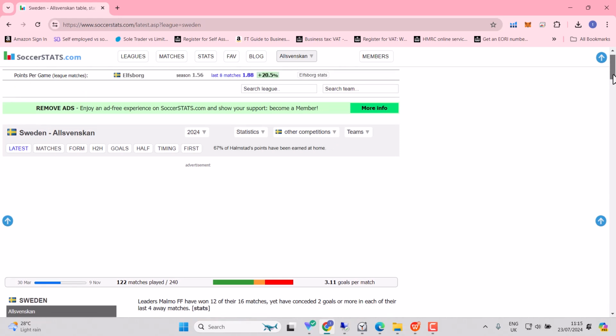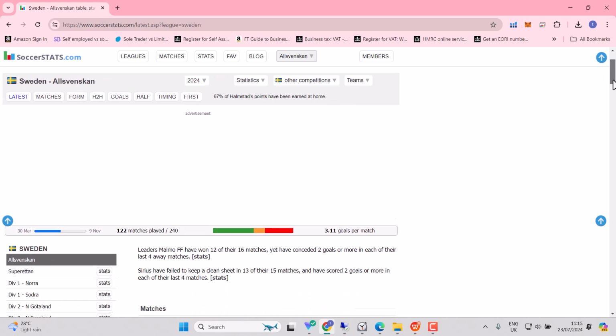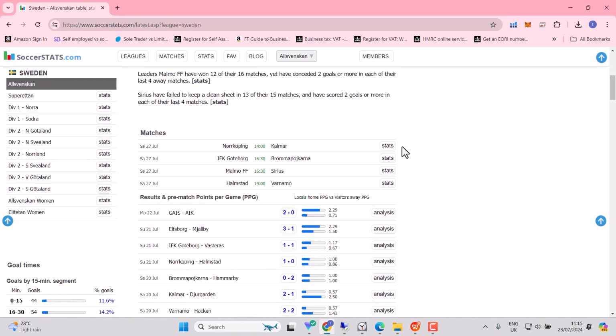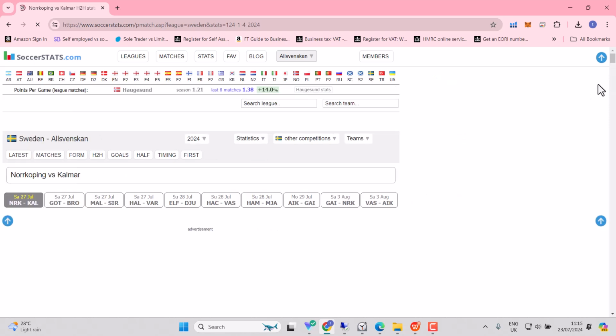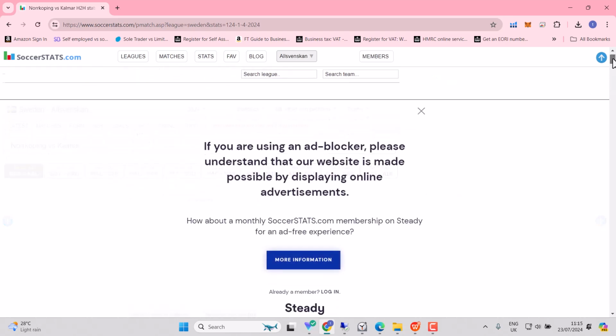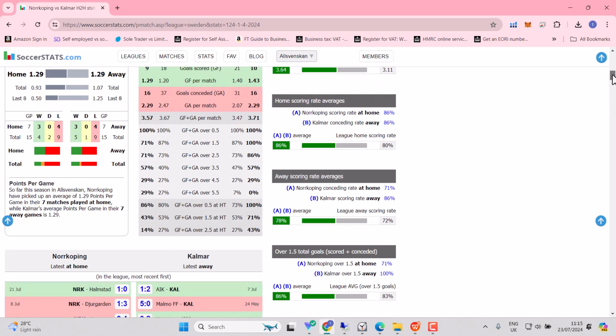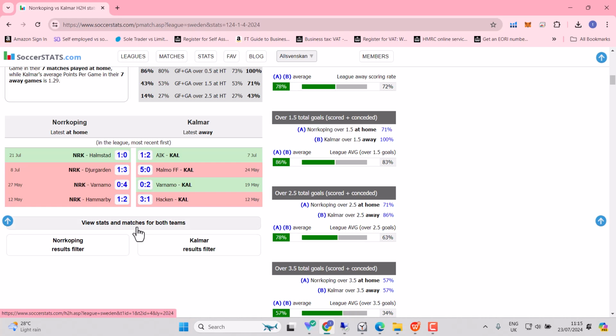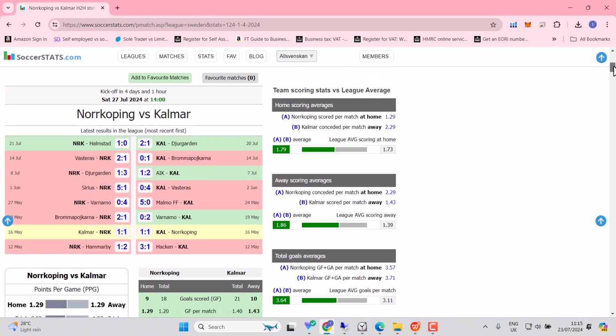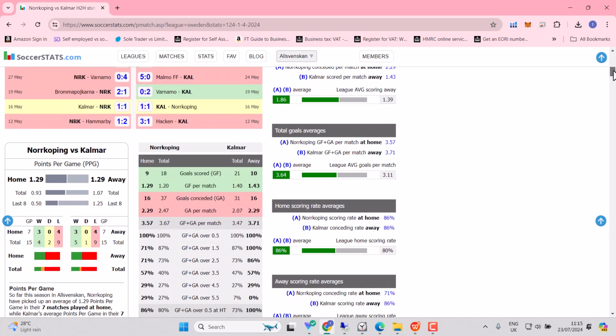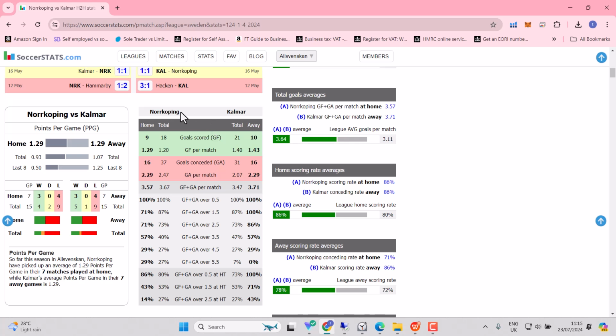So let's have a look at how you get the head-to-head research. To choose your match of interest, you can either click on the stats bit here. That'll take you direct to the head-to-head. Or you'll scroll down and you will ask the software to view stats and matches for both seasons. This actual page itself has a whole raft of information in it. I don't tend to use this page, but do look at this particular table here.